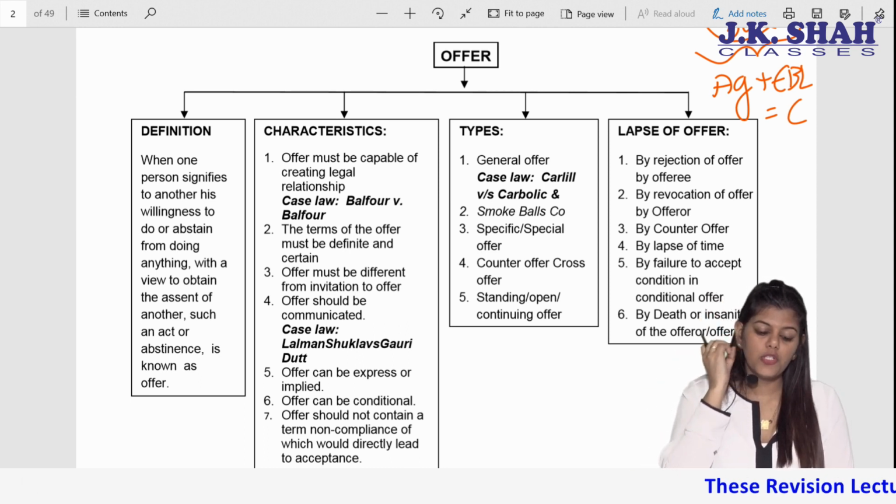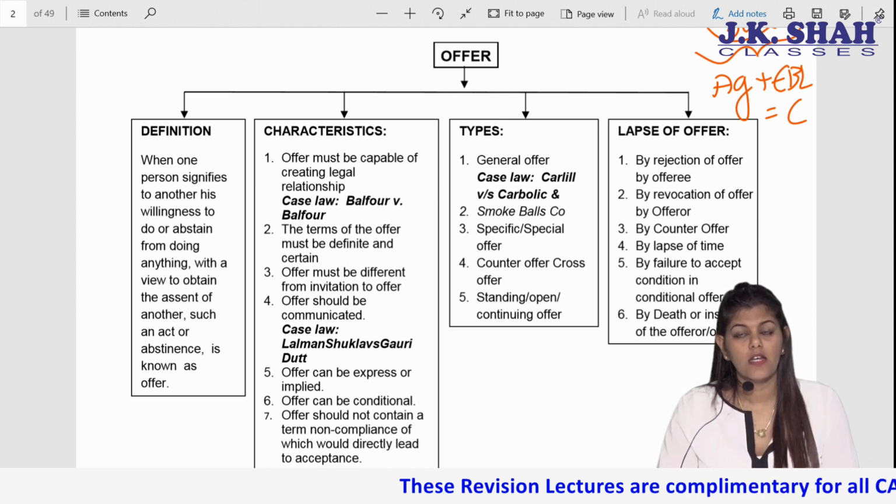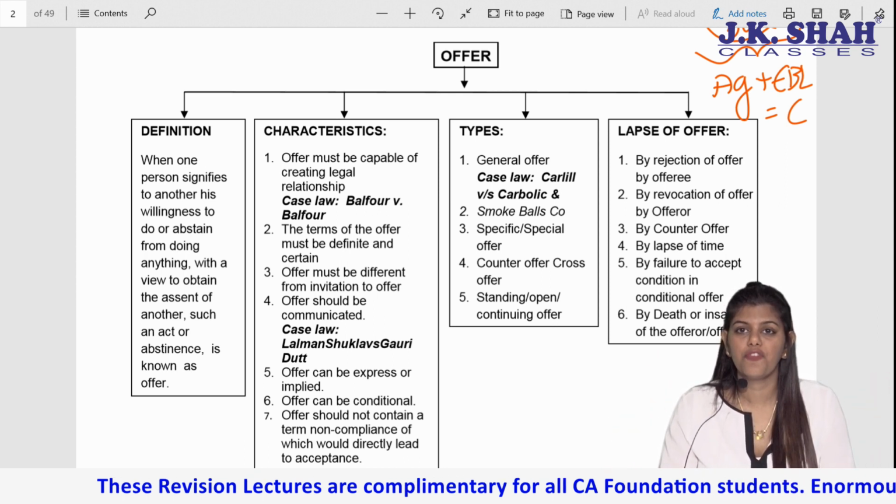Now, definition. Students ask me, ma'am, are we supposed to remember the definition? Yes. Since it's a law, legal language, you have to remember the definition.